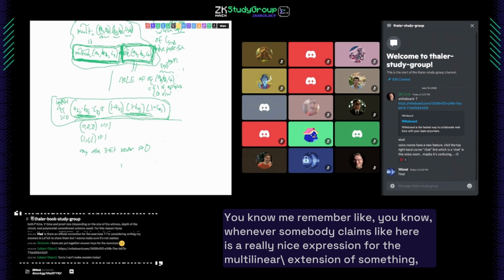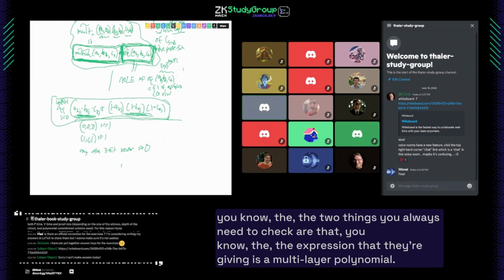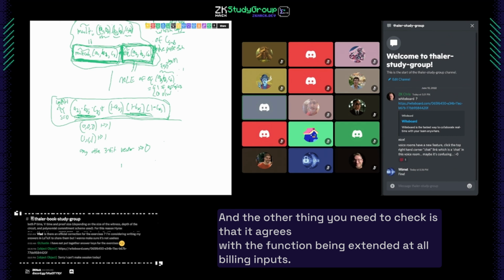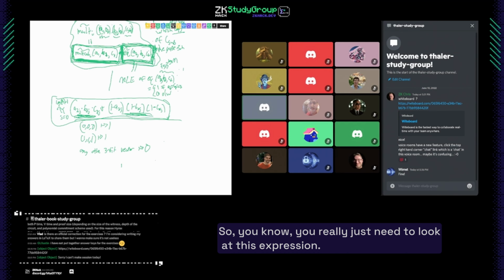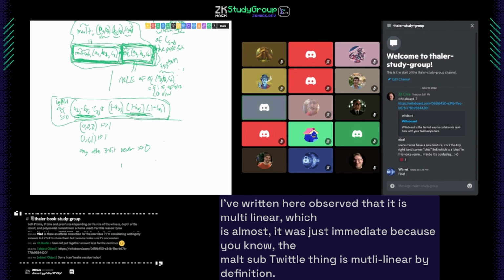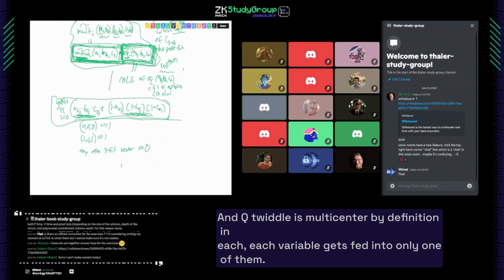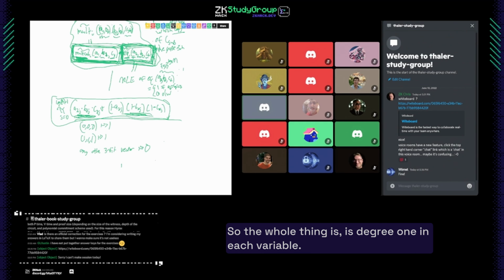Remember, whenever somebody claims here is a really nice expression for the multilinear extension of something, the 2 things you always need to check are, first, that the expression they're giving is a multilinear polynomial, and the other thing is that it agrees with the function being extended at all Boolean inputs. So, you really just need to look at this expression I've written here and observe that it is multilinear, which is immediate because the mult twiddle thing is multilinear by definition, and EQ twiddle is multilinear by definition, and each variable gets fed into only one of them. So the whole thing is degree 1 in each variable.